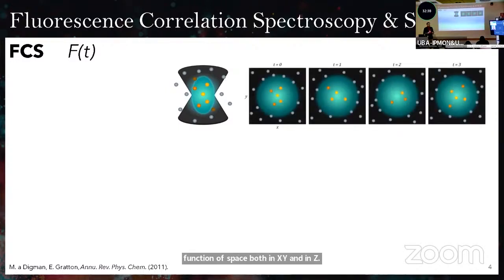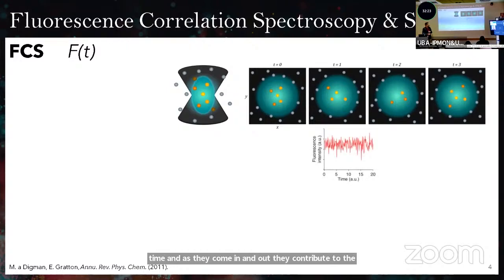And if we imagine that we're looking at this volume from the top, and we have these particles diffusing in and out of this diffusion volume, they might be occupying different positions as a function of time, and as they come in and out, they contribute to the intensity fluctuations as a function of time. If we are using a laser scanning microscope, what we get is really just intensity as a function of time.